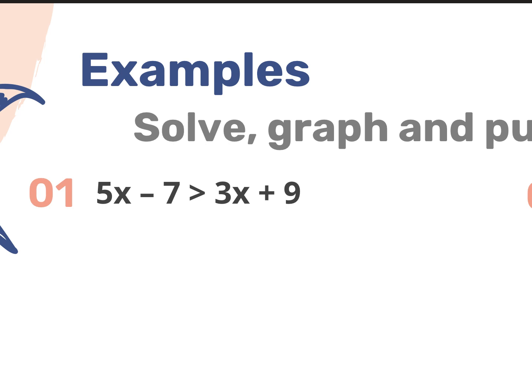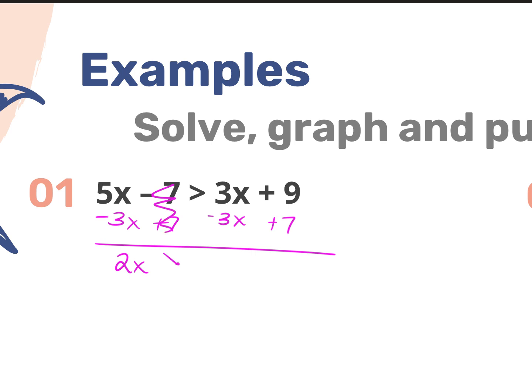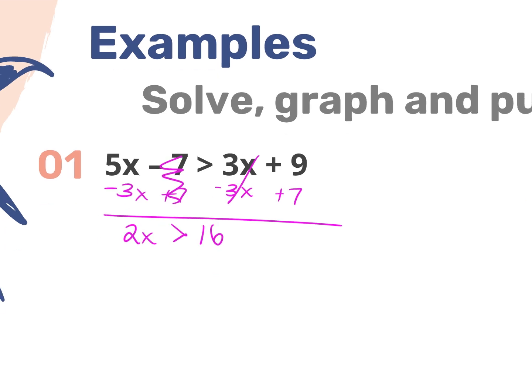What am I going to do to both sides? Subtract 3x and add 7. Okay, perfect. So 5x minus 3x is 2x. 7 cancels. What does that sign say? Greater than, good. 9 plus 7 is 16. Now I'm going to divide by 2.